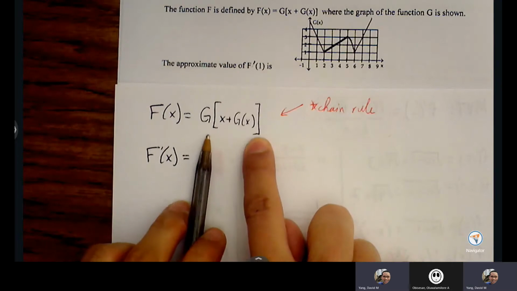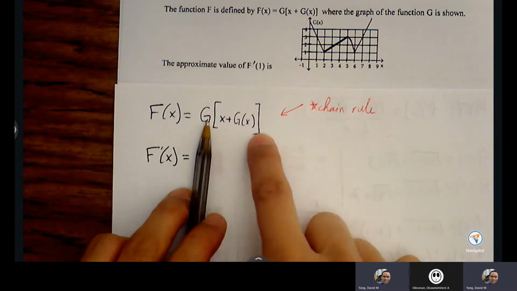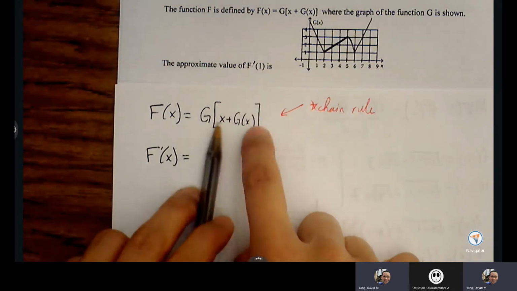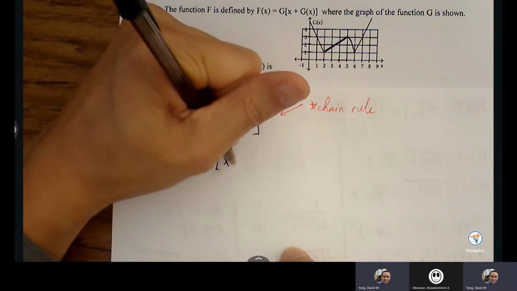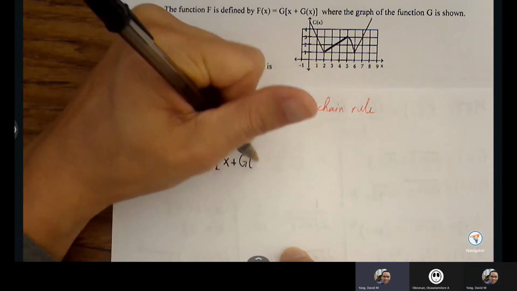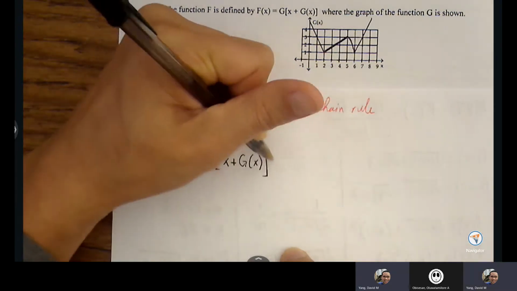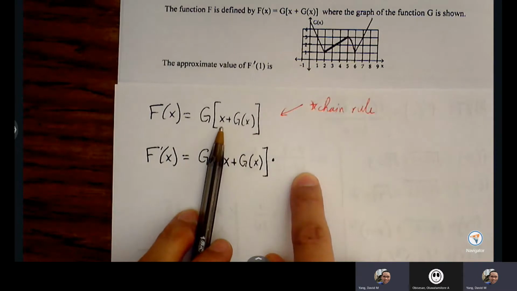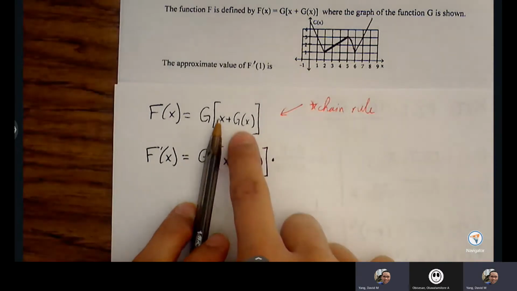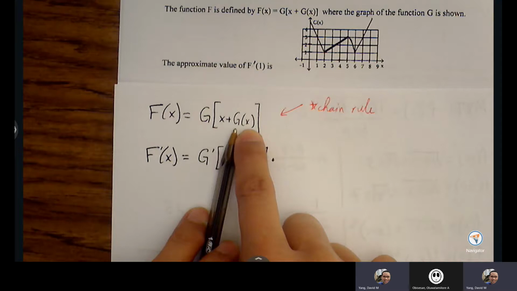So chain rule says outside derivative times inside derivative. So the outside derivative, g is going to become g prime. Keep everything inside the same. And then next up, multiply by the inside derivative. So inside derivative, x becomes 1, and g of x becomes g prime.